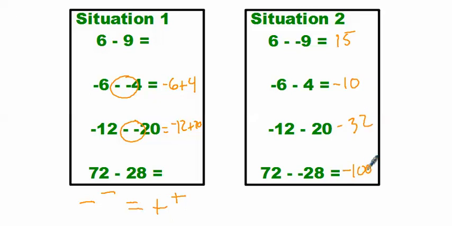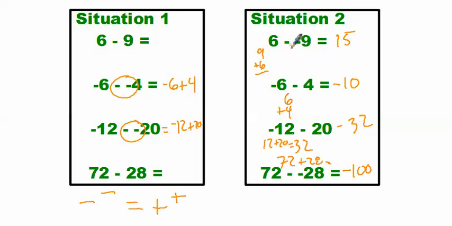So how did I think about these problems? Well, I said 9 plus 6 is equal to 15. On this one, I thought 6 plus 4 is equal to 10. I'll worry about the signs later. 12 plus 20 is 32. So I just added these, really. And finally, I said 72 plus 28 is equal to 100.